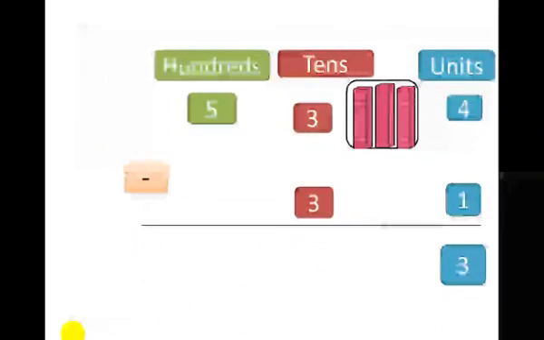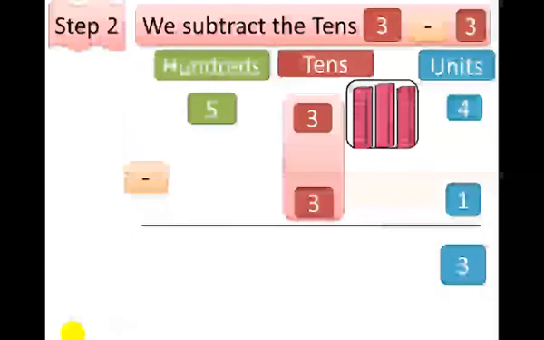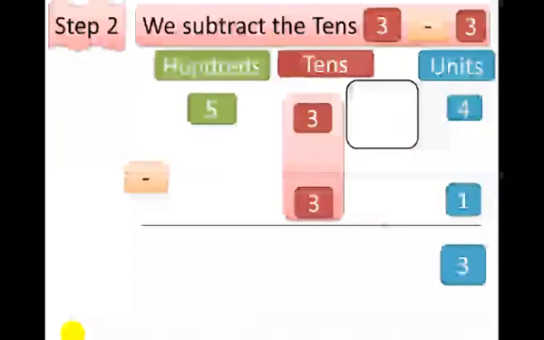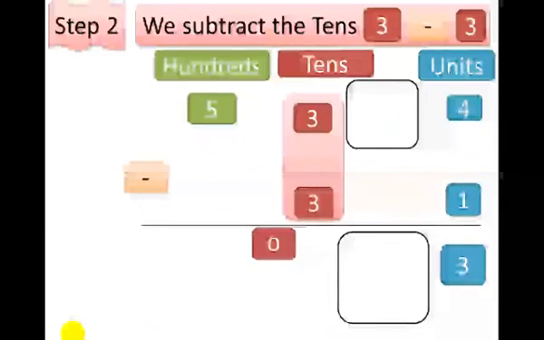Next, we subtract the tens. Now, let's look at the numbers under the tens. 3 tens minus 3 tens is equal to 0.